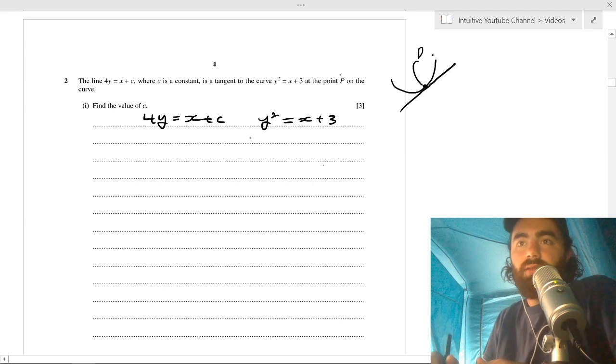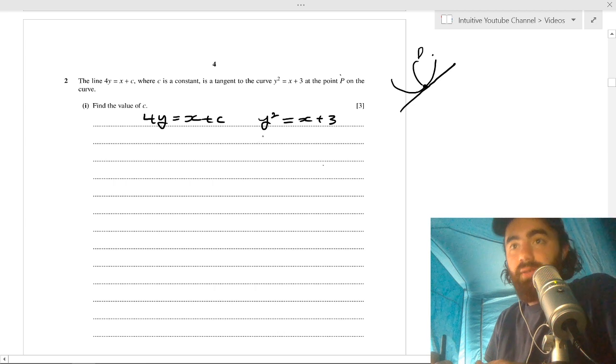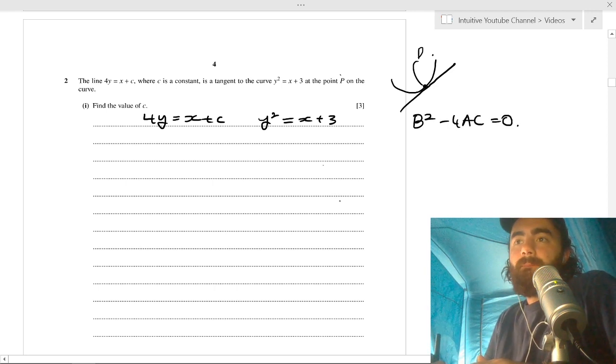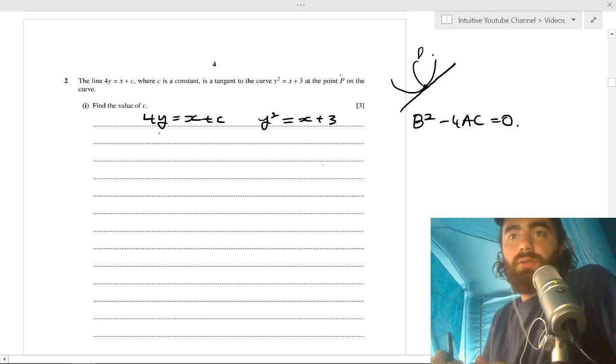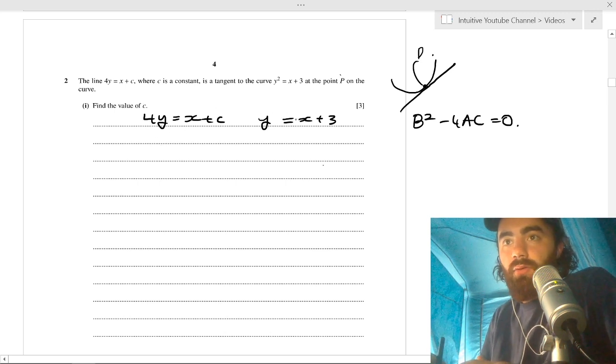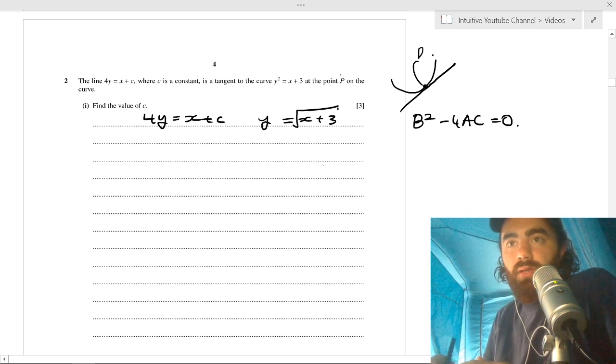Well, immediately when I see this, we need to get an equation for c. And what I know is when a line is tangent to the curve, then if we equate these two together, the discriminant will equal 0. And if that doesn't make sense to you, go watch my exam hack series on discriminants. So we can take this over here, and we can substitute this y into here. So we get 4 times the square root of x plus 3 equals x plus c.